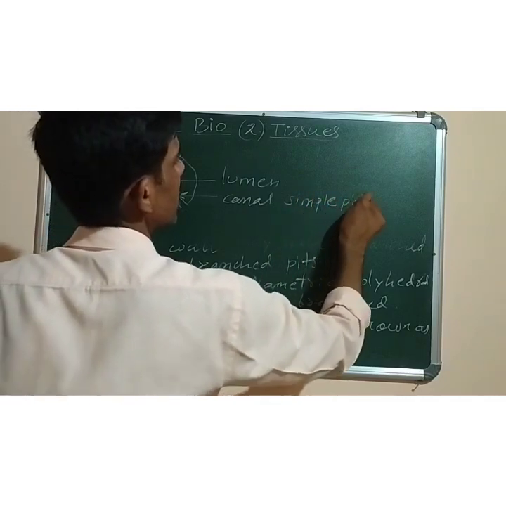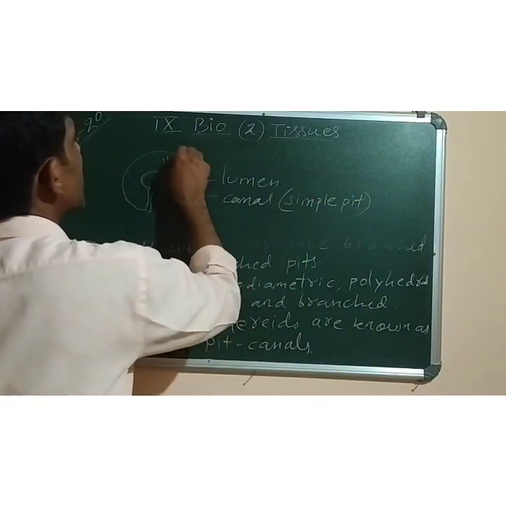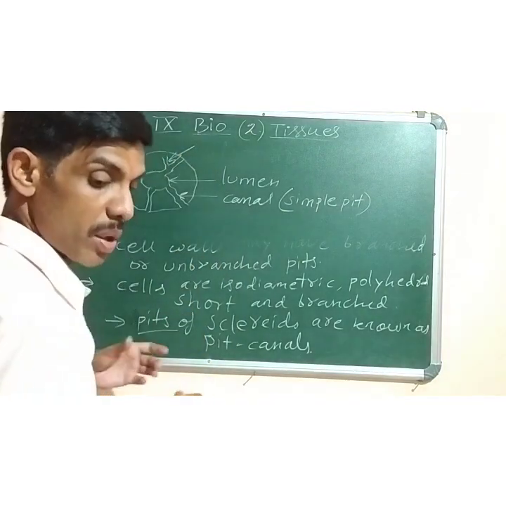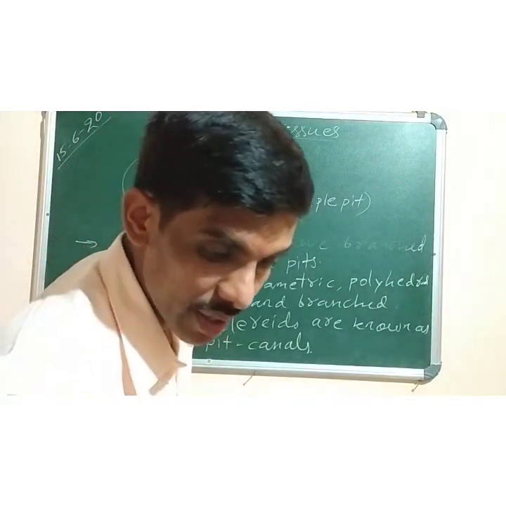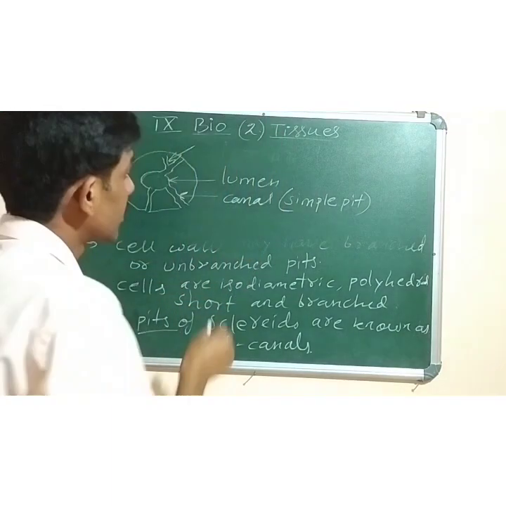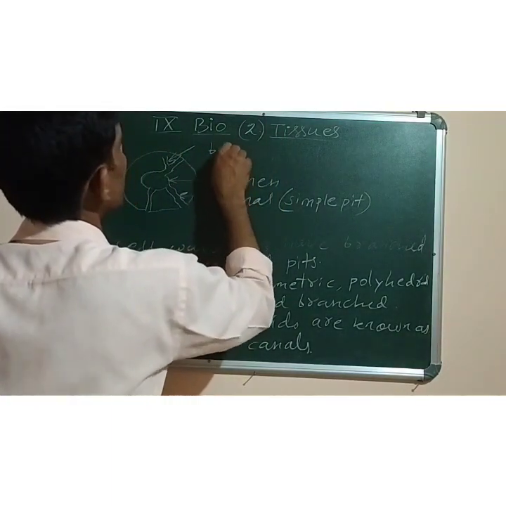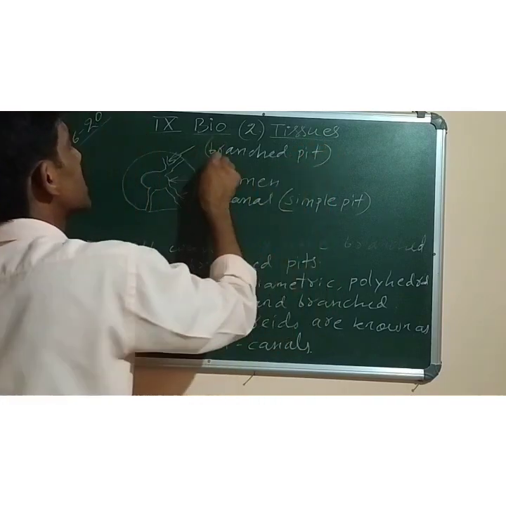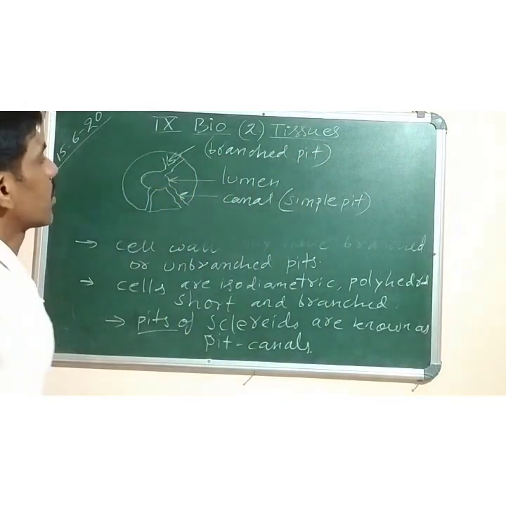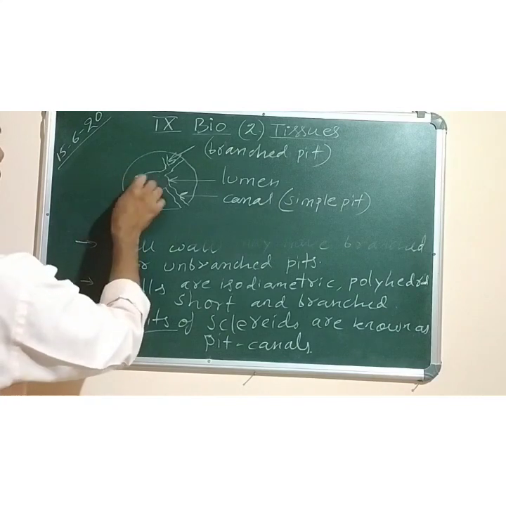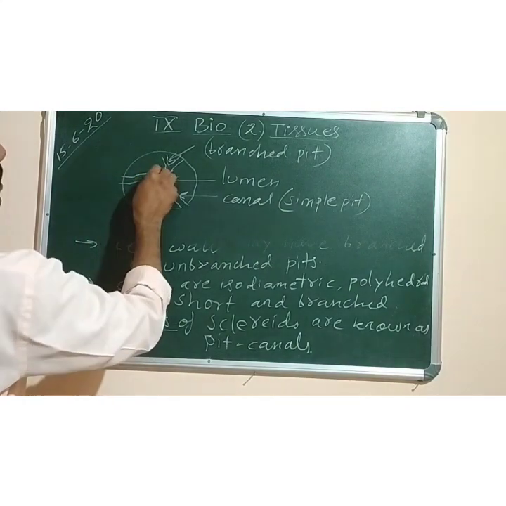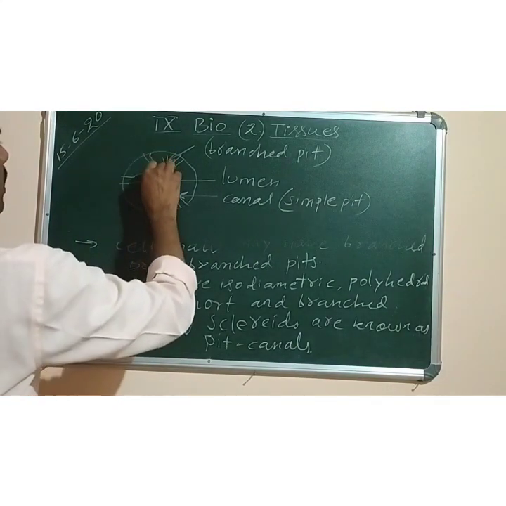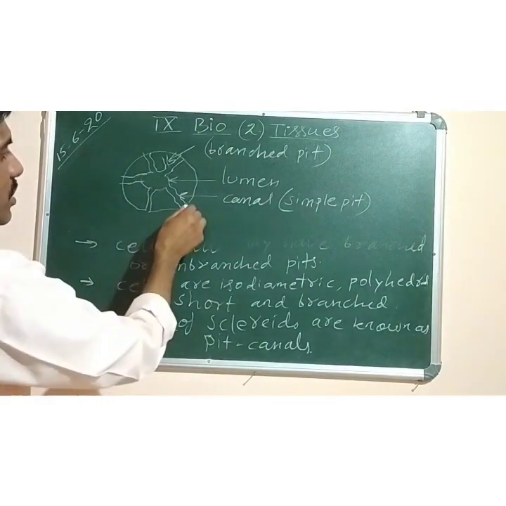Simple pit is called the canal, but the one which has branch, what is the word used for it? Branched pit, B-R-A-N-C-H-E-D, branched pit. Why is it called branched pit? Because you can see the branches arise from that simple pit. Okay, so like this, here also you can draw these simple pits. So this is the structure of TS of sclereid.